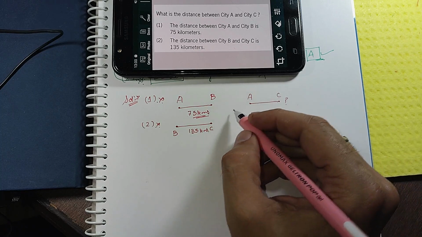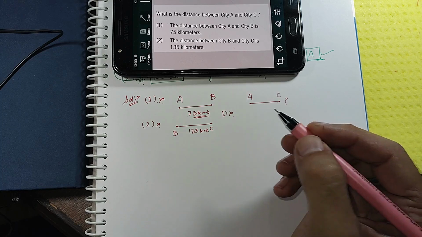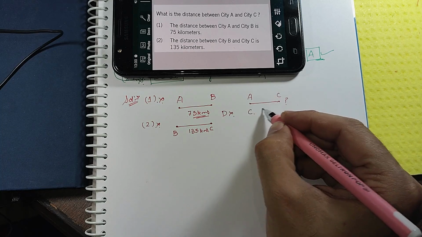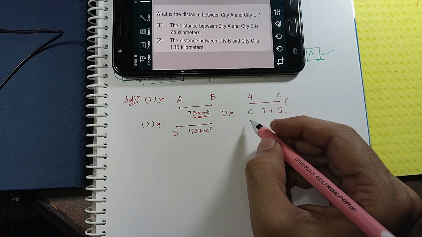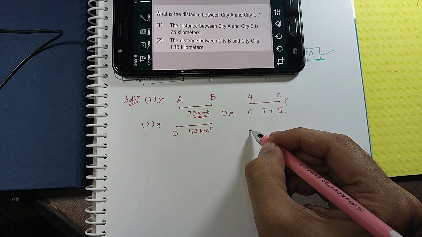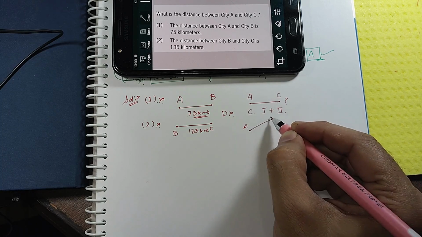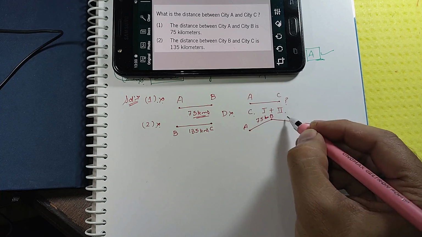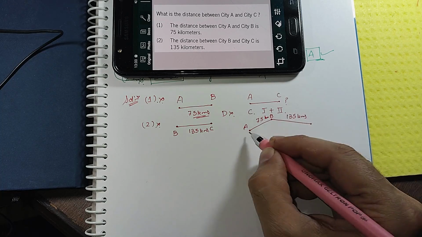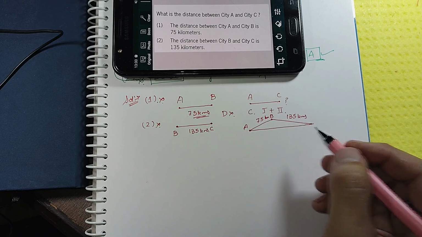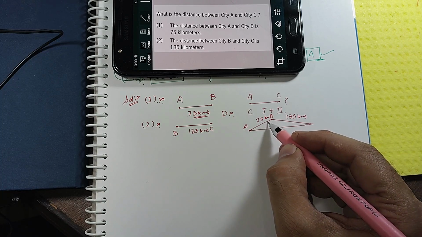So statement 2 is also not sufficient, which means D is also not sufficient. Now we'll look at option C, which says combining statements 1 and 2. Statement 1 says the distance between A and B is 75 kilometers, and between B and C it is 135 kilometers. So we need to find the distance between A and C, right? Now we can provide just a range, because we don't know the angle.